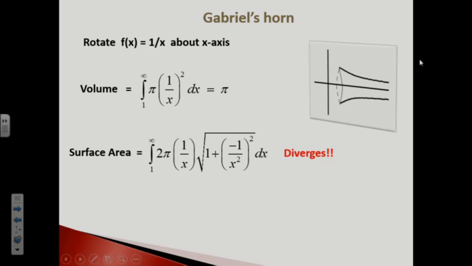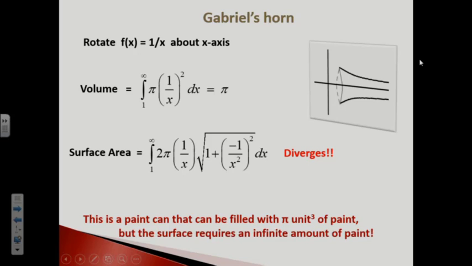The interpretation of these results is that you can fill Gabriel's horn with a finite amount of paint, but it takes an infinite amount of paint to color its surface.